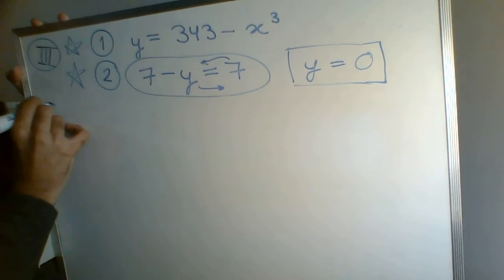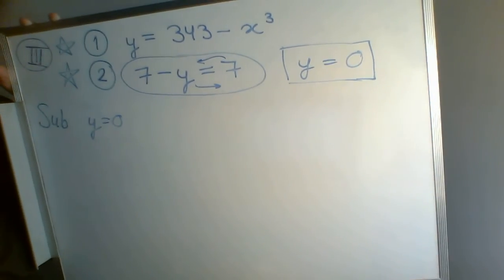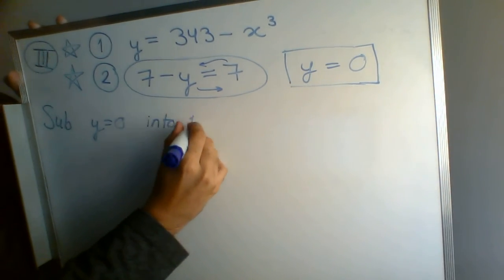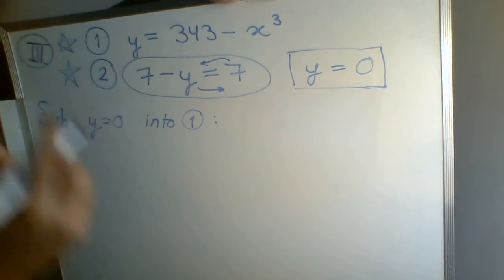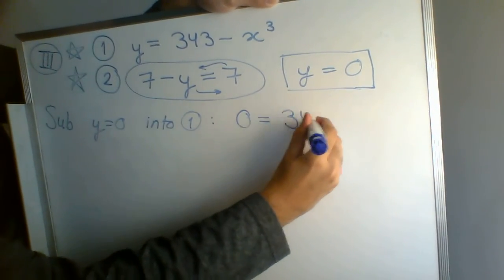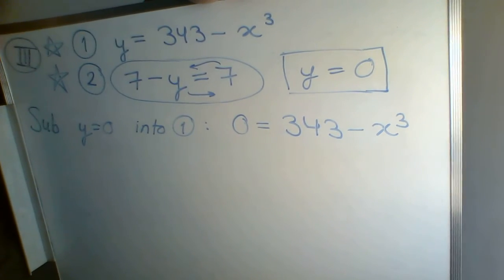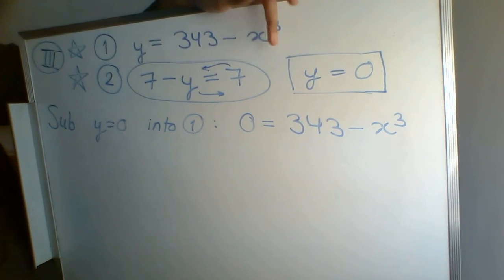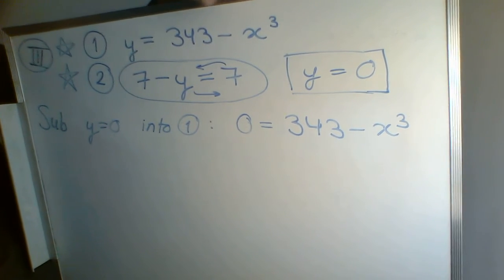So if we sub in y equals 0, you could call that equation 3 if you wanted, or you can just say subbing in the fact that we know that y equals 0 into equation 1 means we can rewrite that exact same thing, but instead of y on the left side, I'm going to put a 0, because we know that y is equal to 0. So we get 0 is equal to 343 minus x cubed. Alright? And so this will allow us now to solve for x. We've already solved for y. We've got one equation left. We've got one variable left. And so now we can go ahead and solve for x.